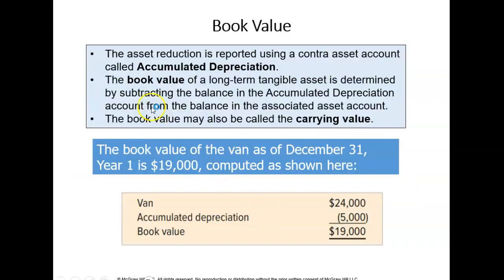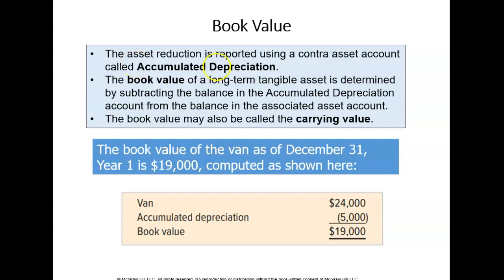Okay? So at the end of year one, each of your long-term tangible assets, like equipment, machinery, automobiles, they have a contra asset account called accumulated depreciation. This account is used to keep track of what portion of the asset's cost has been depreciated so far.